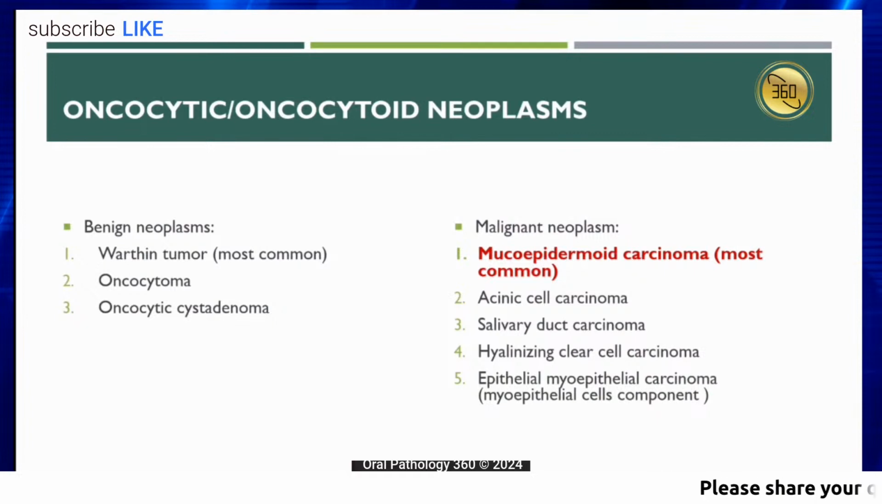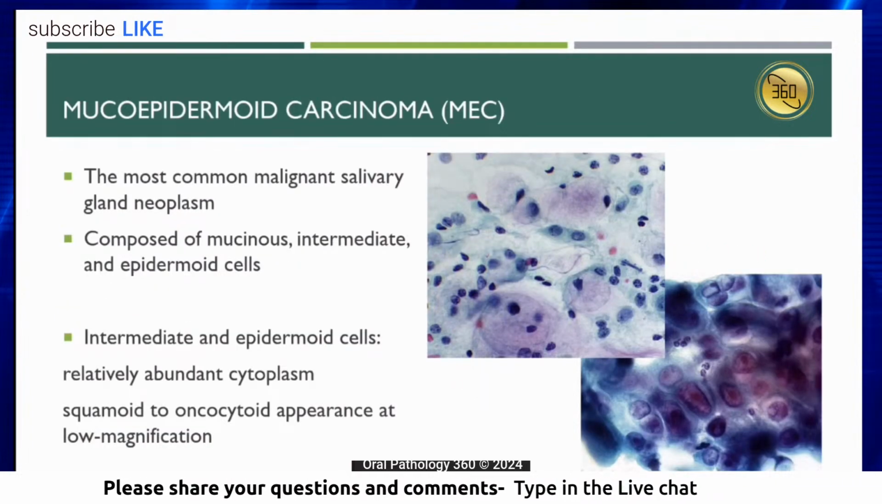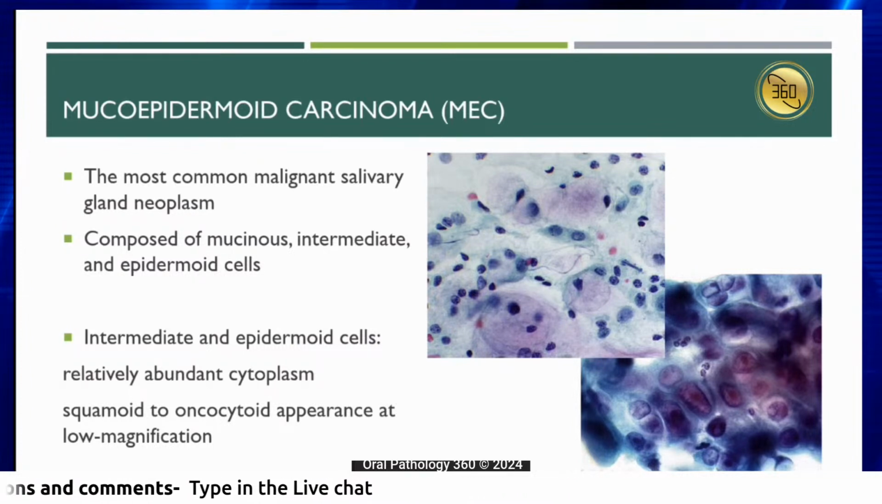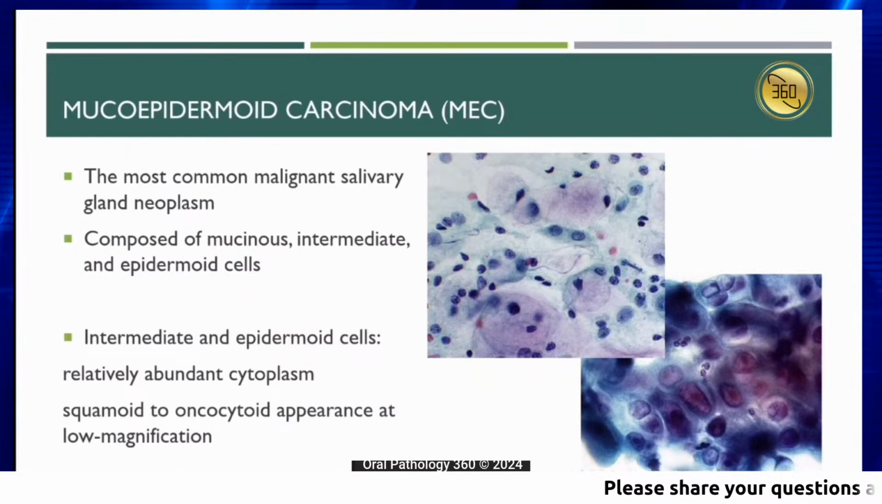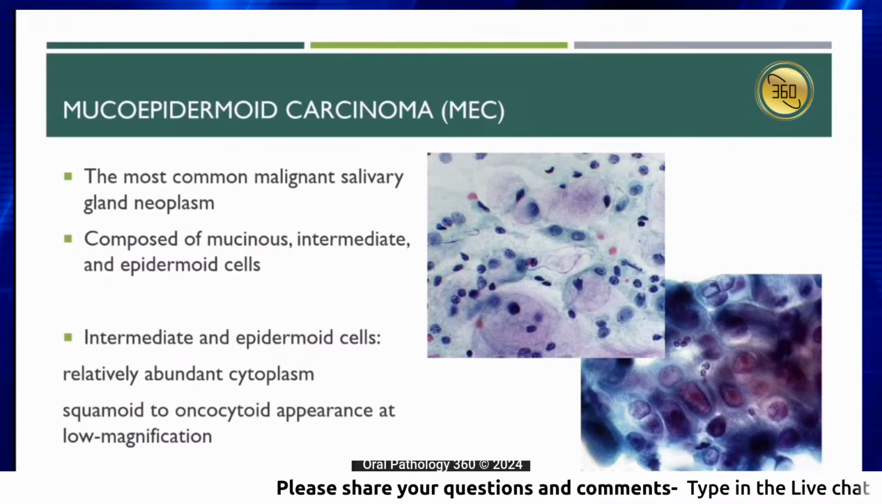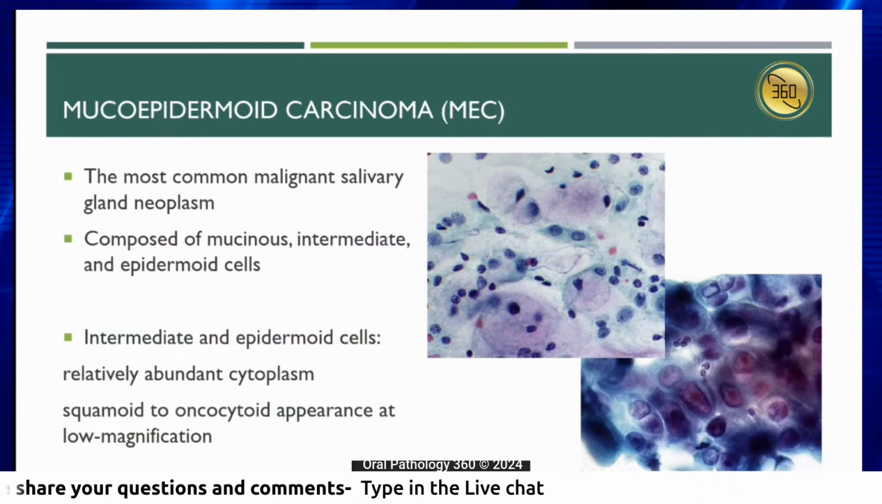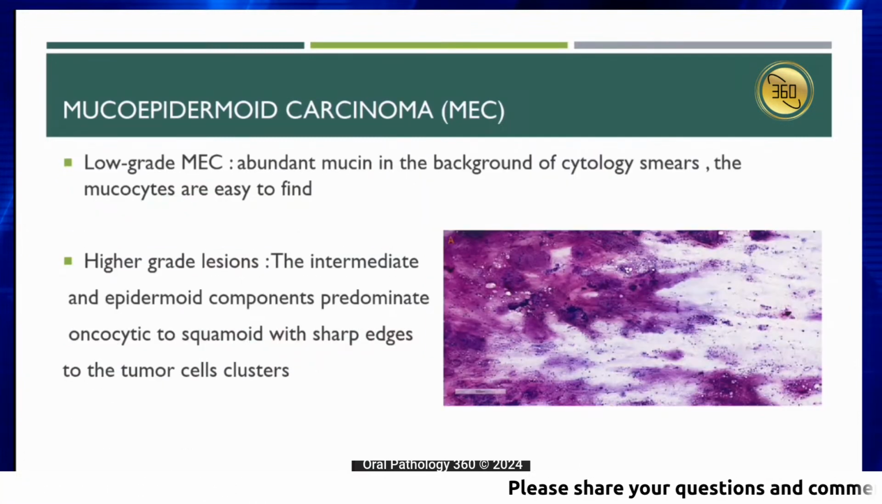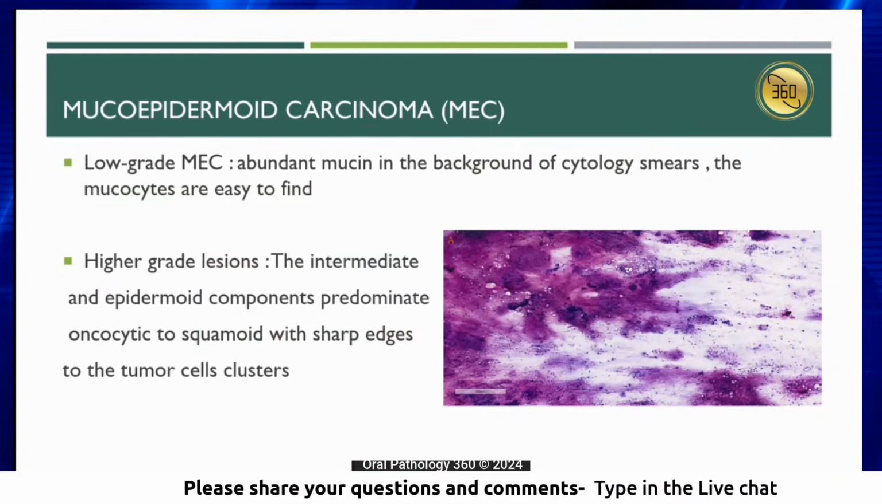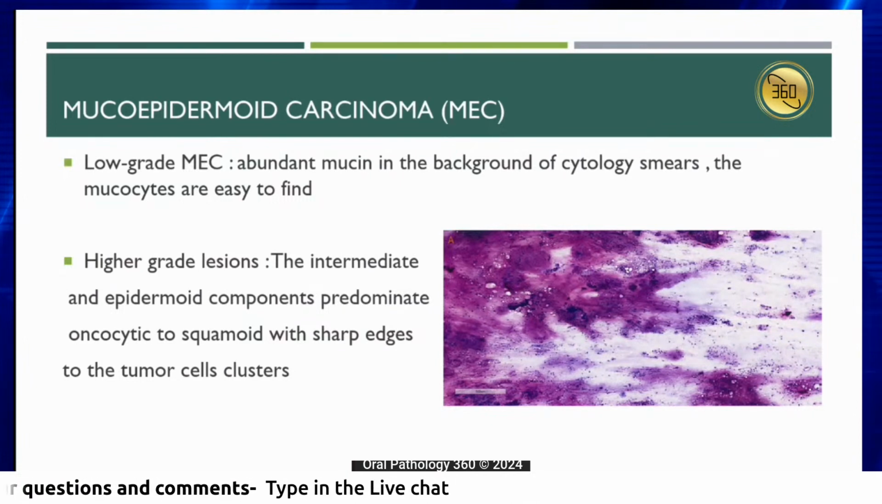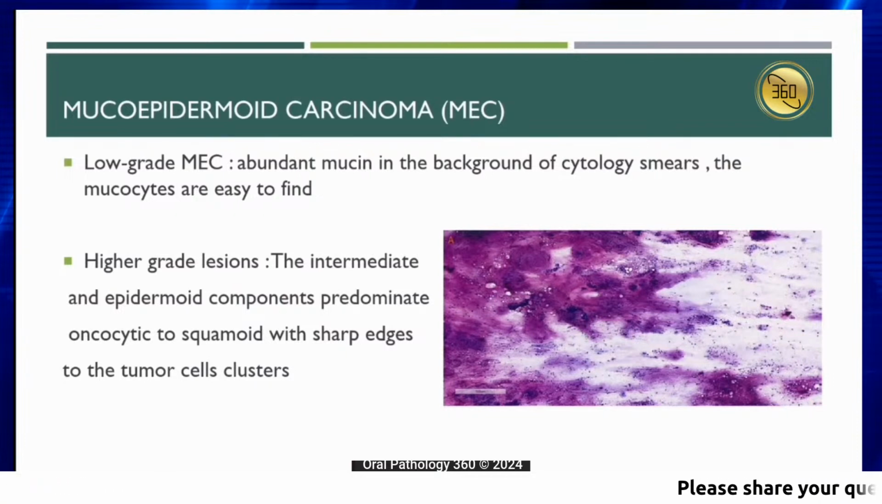The next tumor in this category is mucoepidermoid carcinoma. It's the most common malignant salivary gland neoplasm, which morphologically is composed of three kinds of cells: mucinous, intermediate, and epidermoid cells. Intermediate and epidermoid cells usually have a relatively abundant cytoplasm, which appears oncocytoid or squamoid at low magnification, as you can see in these pictures. Low-grade mucoepidermoid carcinomas usually have more background mucin and more easily found mucocytes. This quick stain smear on the right shows this abundant mucin in the background, but in contrast, higher grade lesions usually predominantly show intermediate and squamoid cells.